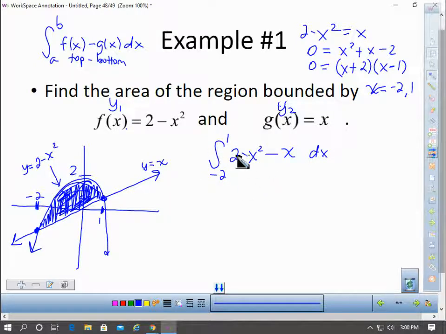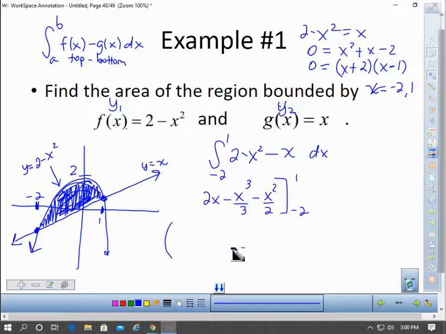All right, so now we can do this by hand. All right. So my antiderivative is going to be 2x minus the antiderivative of x squared, which is x cubed over 3, minus the antiderivative of x, which is x squared over 2. I don't need the plus c because I'm evaluating from negative 2 to 1.